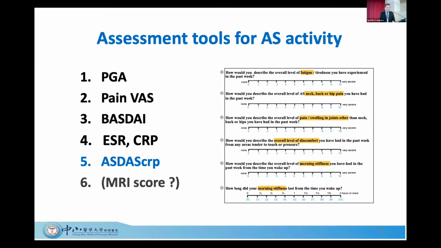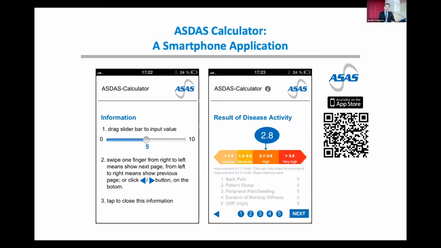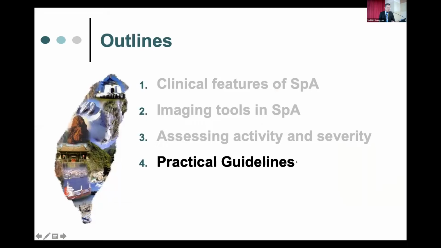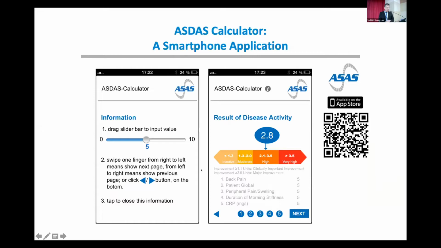So let me show you the ASDAS. You can download it from the ASDAS website. They even have different language versions, including Chinese traditional or Chinese simplified. So the ASDAS is composed of 4 clinical questions, as you can see here, plus 1 serum CRP. So you can get an exact score. And that score we have validated for treatment target.